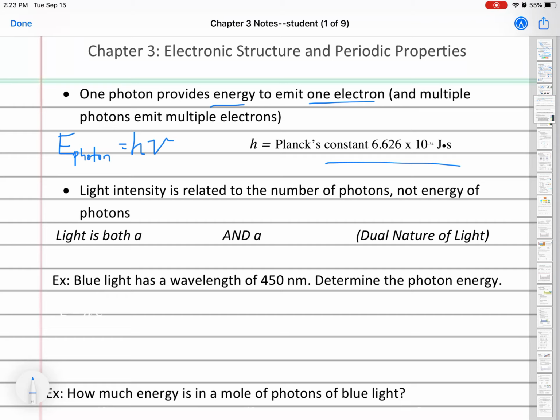So basically what he realized was that light intensity, the brightness of the light, is actually related to the number of photons, not to the energy of the photons. The energy of the photon is related to the frequency. And that's why the photoelectric effect is what it is, that the frequency determines the energy of the photon. And if the energy of the photon matches the energy of the electron, it'll pop it out of the metal.